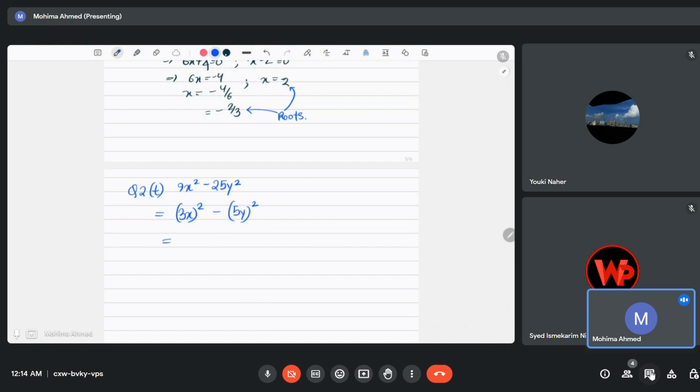This is exactly in the format of a square minus b square, which can be further written as a minus b multiplied with a plus b. So this is the same case over here. 3x is playing the role of a and 5y is playing the role of b. So you can write 3x minus 5y, 3x plus 5y.